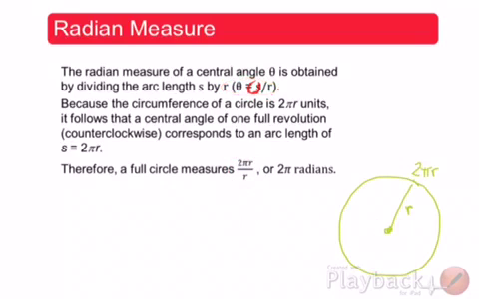You do the length divided by r, so 2 pi r is our length, our circumference, divided by r, which gives you 2 pi. So that 2 pi now represents this angle here, which we know is 360. So therefore I can say that 2 pi radians is equal to 360 degrees.